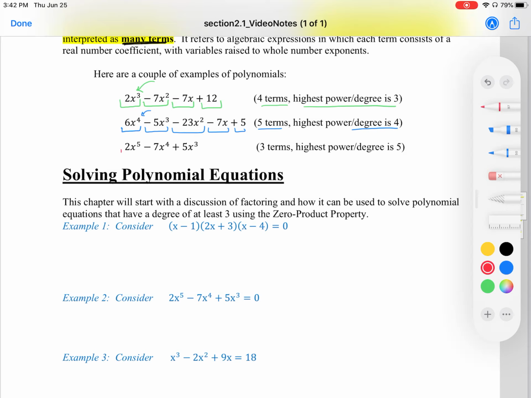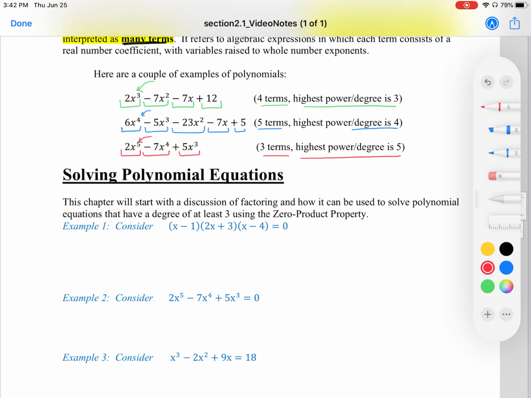Here we see we have 3 terms, 2x to the fifth power, negative 7x to the fourth power, and 5x cubed. We have 3 terms, and my highest degree is 5 because my highest exponent is a 5. So that's the degree of the polynomial.